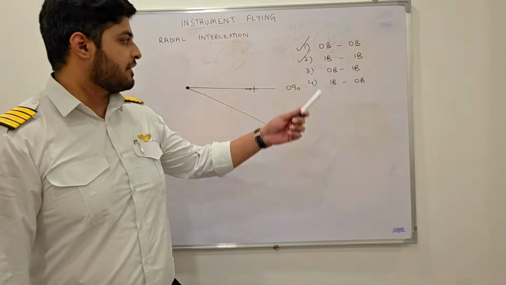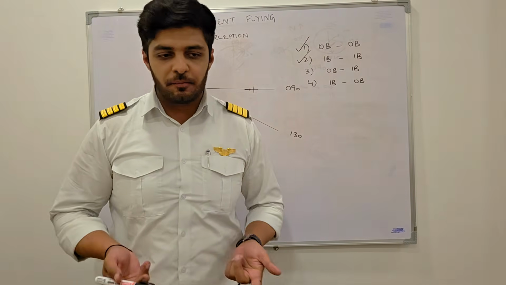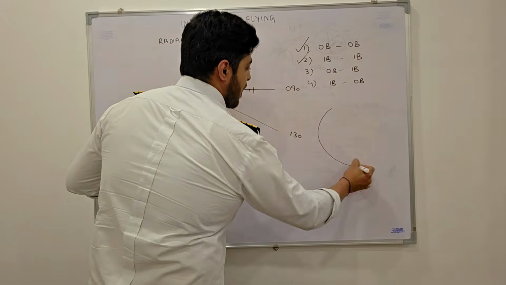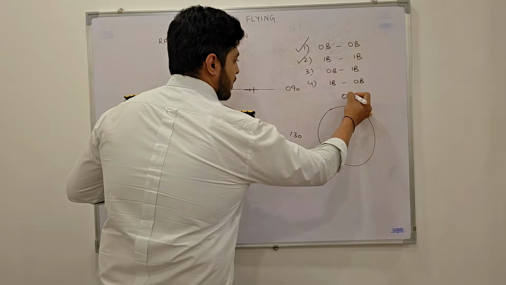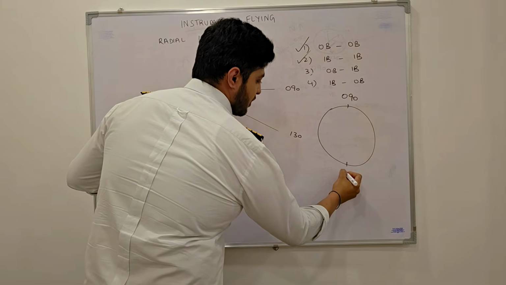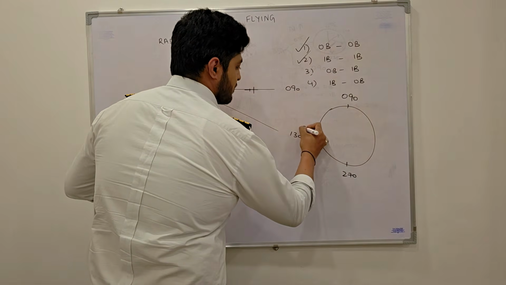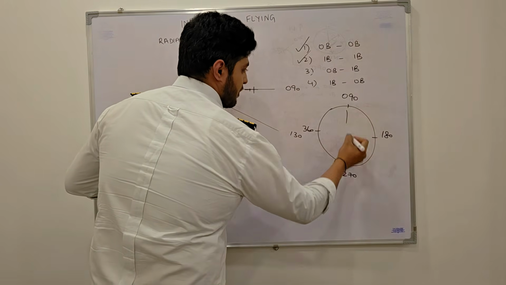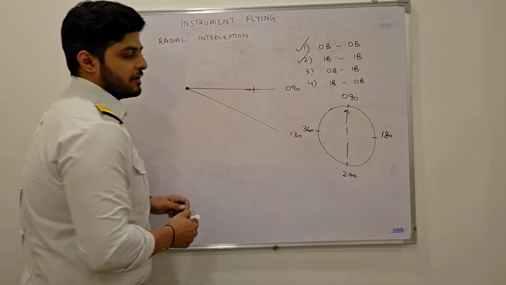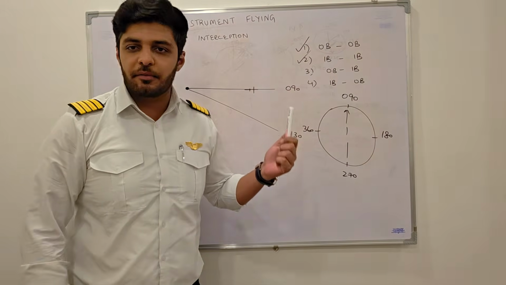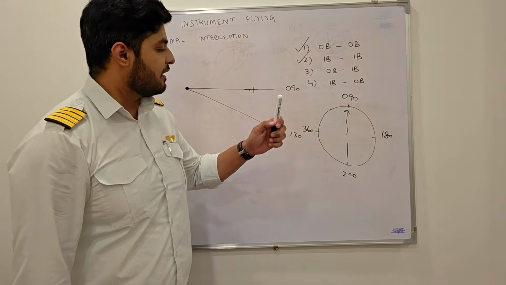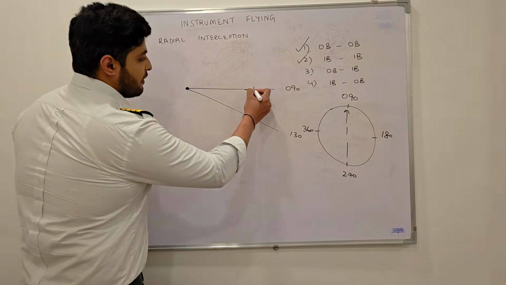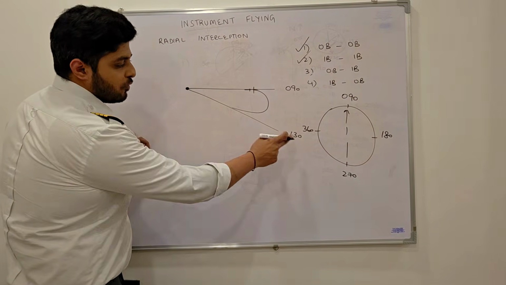Okay, next up is the third type of radial interception, which is outbound to inbound. For example, I'm going outbound on a radial of 090. My D bar looks something like this, which is centered since I'm maintaining the same radial. Now I want to intercept my radial 130, but inbound. I have to go inbound, so I have to fly something like this so that I'm able to intercept that.